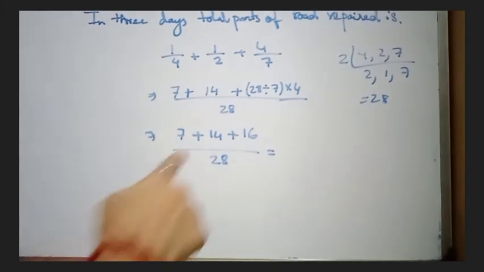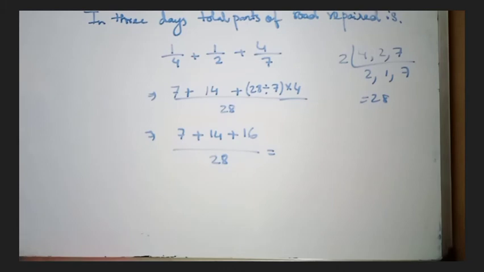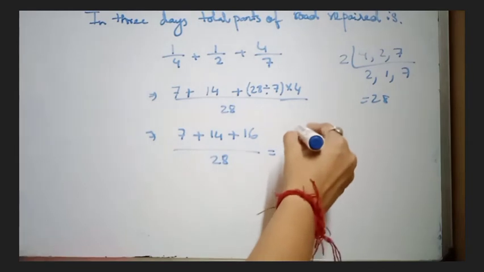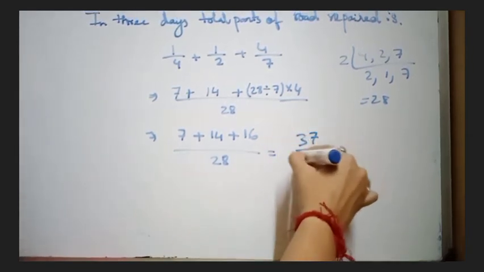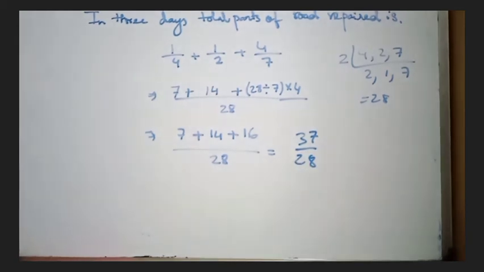So let us find. This is 16 plus 7, 16 plus 10 is 26, 27, 28, 29. I think the sum is given wrong, because here we will get an improper fraction, 37 by 28. We will get an improper fraction here, which is wrong and cannot be done.